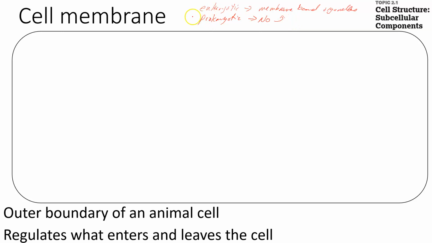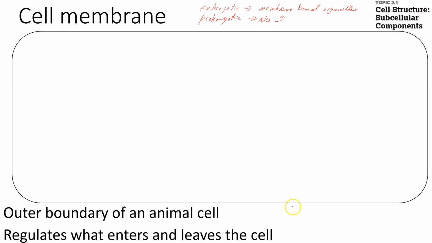Prokaryotic cells and eukaryotic cells both do share this first feature I want to talk about, which is the cell membrane. The cell membrane is the outer boundary of a cell, an animal cell particularly. Plant cells also have a cell wall, and they regulate what enters and leaves the cell. This allows stuff in, allows stuff out.